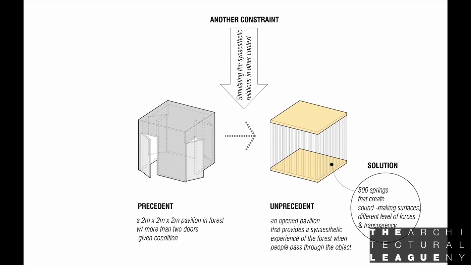So based on the features of the Soseowon, we tried to make an open pavilion that provides synesthetic experience of bamboo forest. Within the given size of 7 feet cube, we proposed a controlled field of 500 springs that create sound-making surface, different level of forces, and visual transparency at the same time.